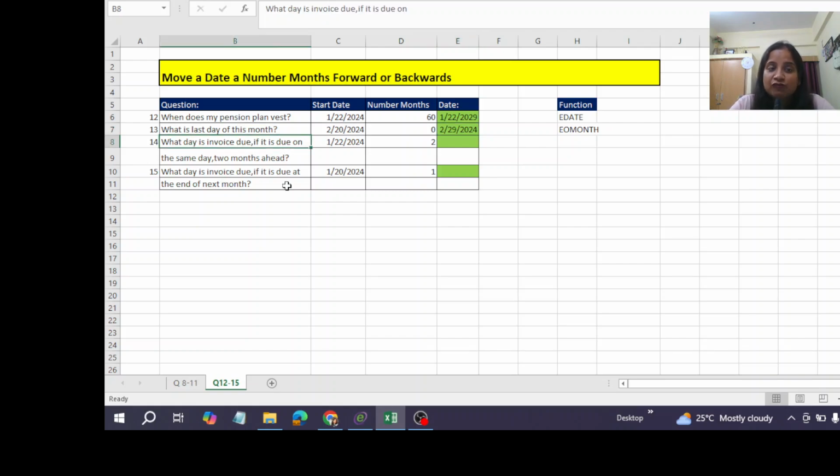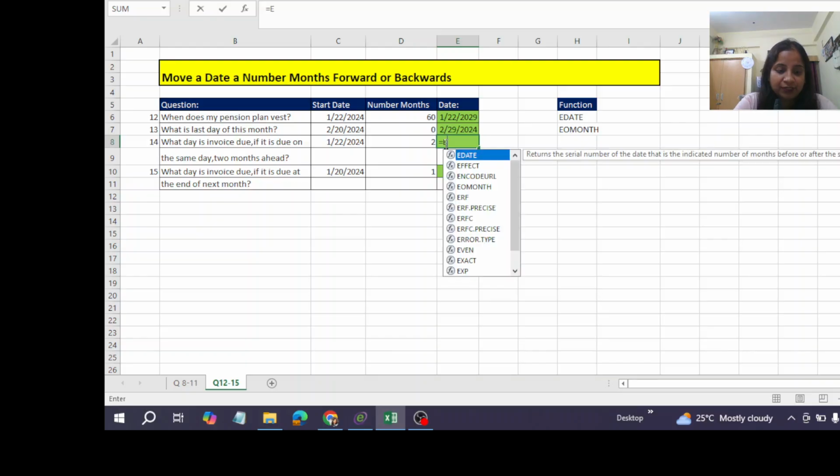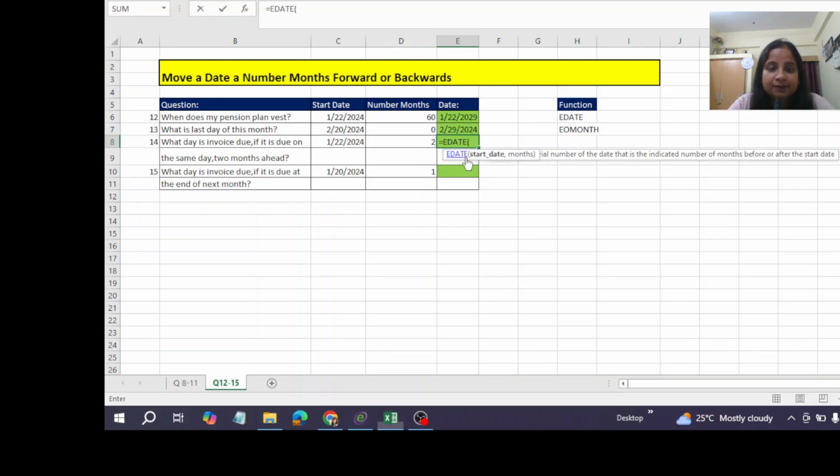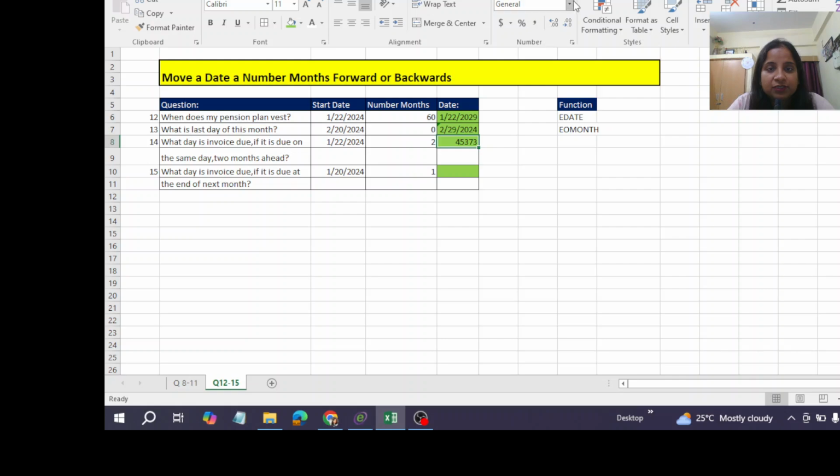So question number 14. What day is invoice due? If it is due on the same day 2 months ahead. So here again we'll use our function of EDATE. EDATE, start date, comma, months, close the bracket, control enter. We have to convert it to the date.